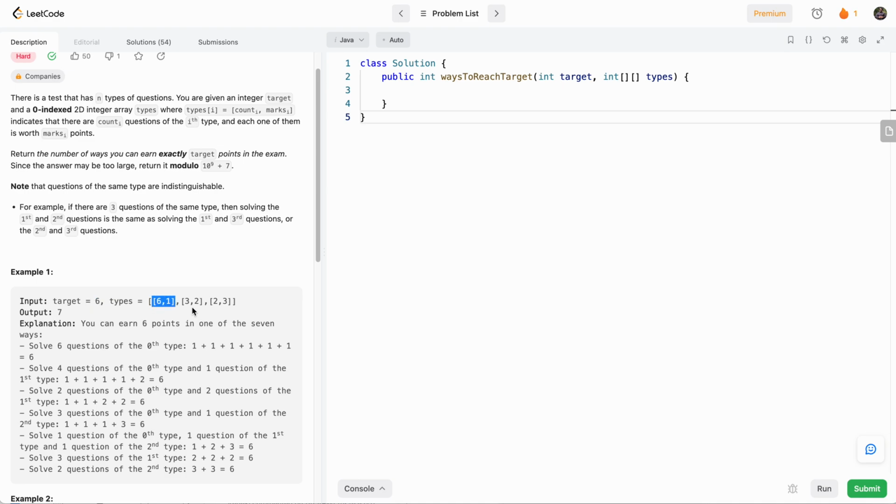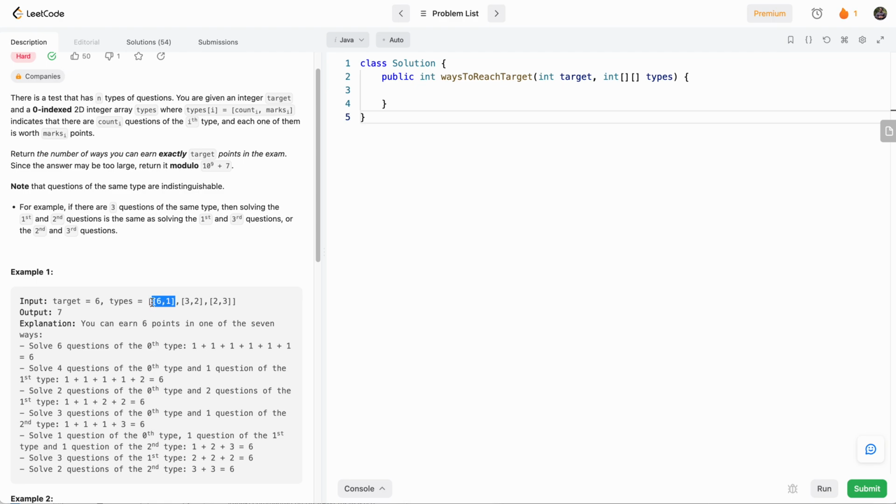Then the second choice we have is, okay, what if we just solve one question? So basically, if we only solve one question from here, then we get 2 points. That choice can get us the target of 6 based on the number of ways there are to get 4, basically 6 minus 2. And then if we choose to solve 2 questions from here, how many ways can we get 6 minus 4, because 2 questions will give us 4 points. So how many ways can we get 6 minus 4 in the previous one, and so on.